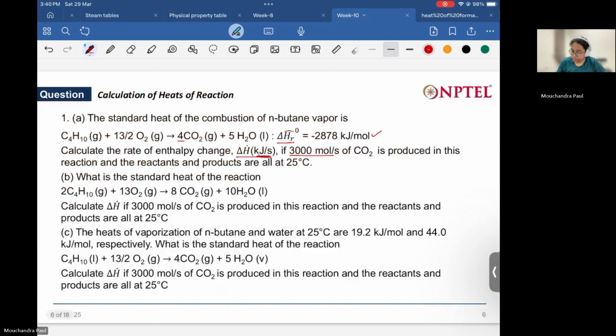Okay. This is part A done. Now part B. We have to calculate the standard heat of the reaction for this particular reaction equation. And then we have to also calculate the rate of enthalpy change if 3000 moles of CO2 is produced. Now if you notice this chemical reaction and this reaction, you notice what's the difference? It is the stoichiometry.